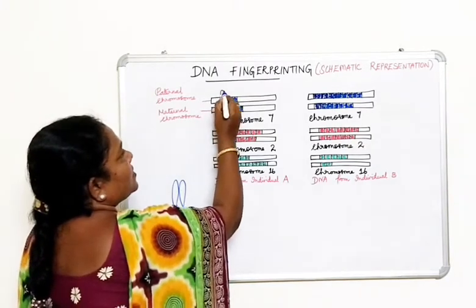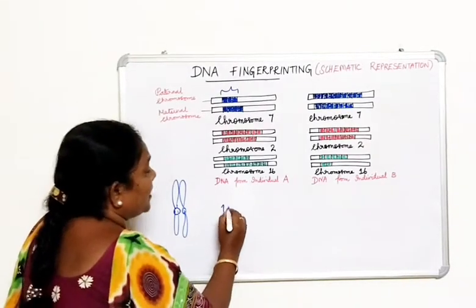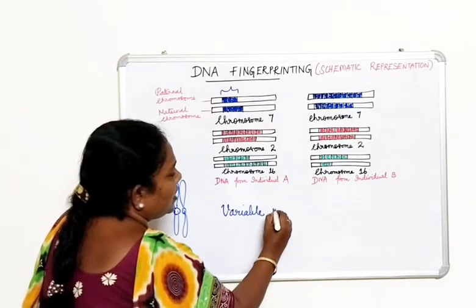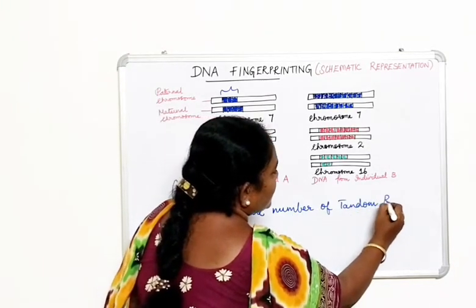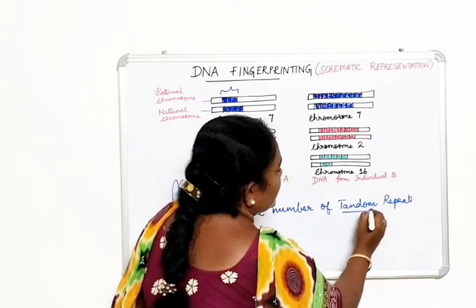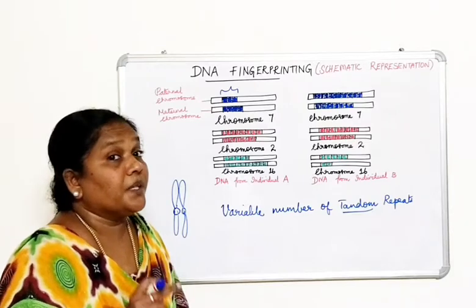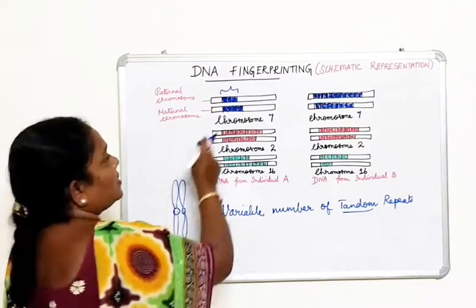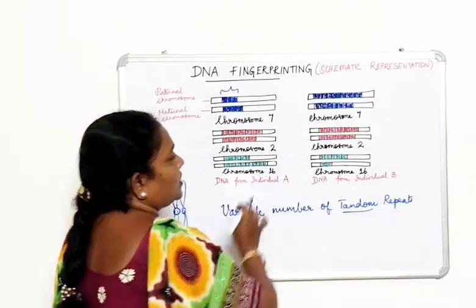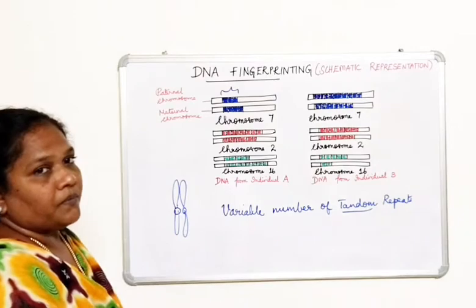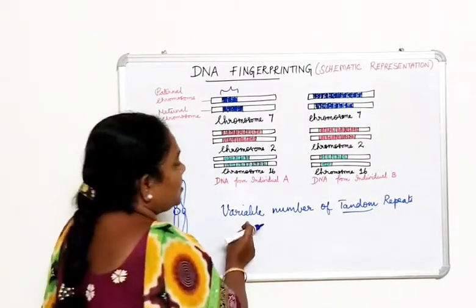What does this represent? VNTR, variable number of tandem repeats. What is this tandem? A sequence which is being repeated many times. It will not be the same in each and every individual. It will be different in the genomic sequences. Here, if you see, it is 4. Likewise it varies. It is not the same in all individuals. That number is what you call the tandem. So, variable number of tandem repeats.